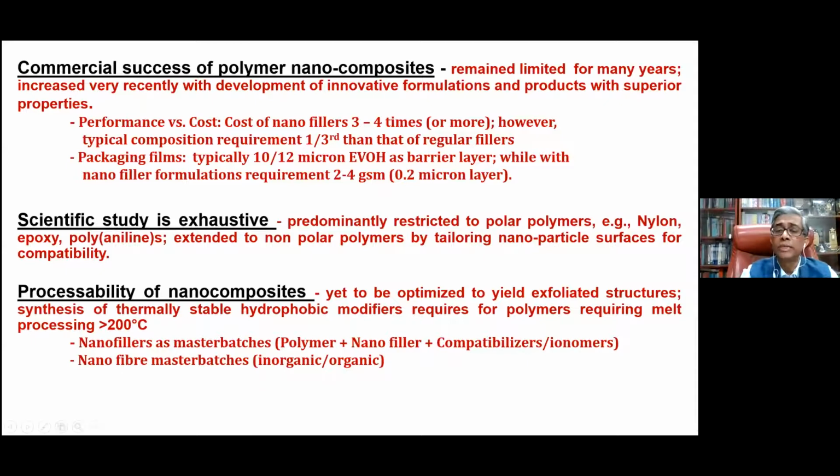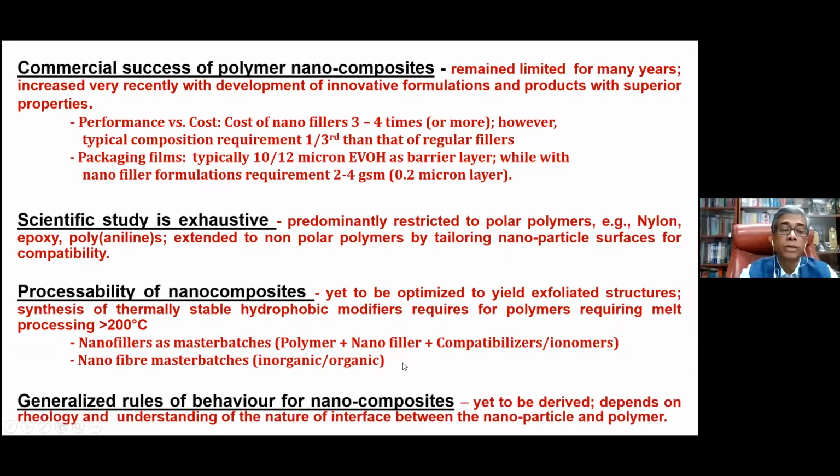That's what I've realized, that we are yet to optimize this exfoliated structure, which I showed you. And we also need to synthesize thermally stable hydrophobic modifiers so that we can go beyond 200 degrees centigrade. When we make a nanofiller based master batch, we need polymer, nanofiller, and compatibilizer or ionomer. We can also make nanofiber based master batches.